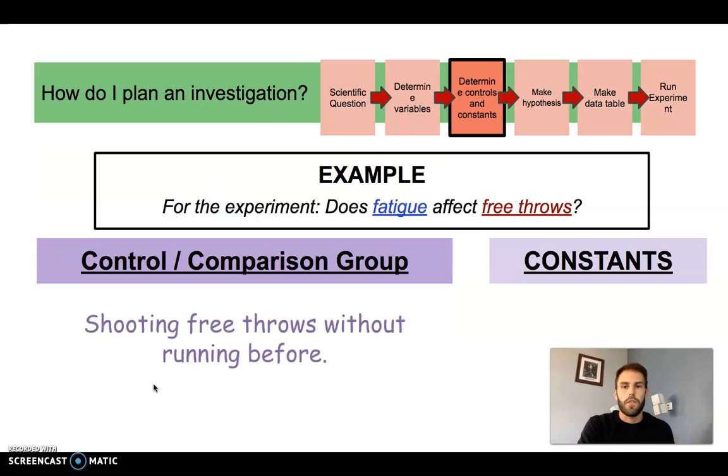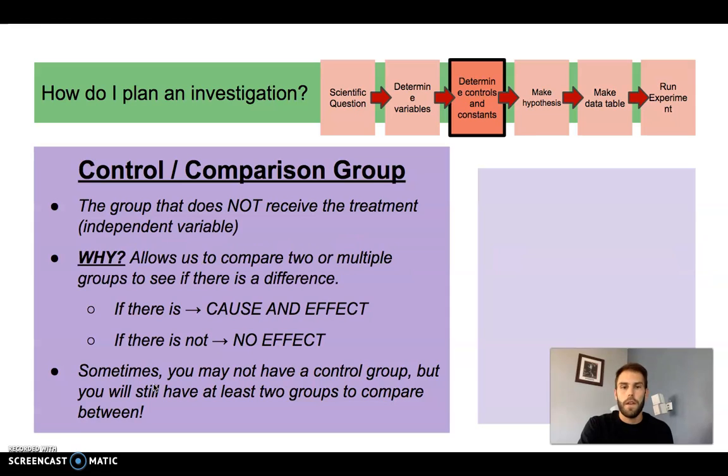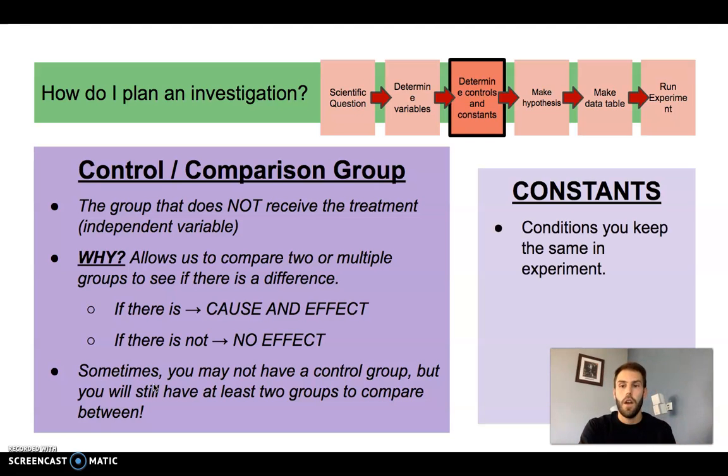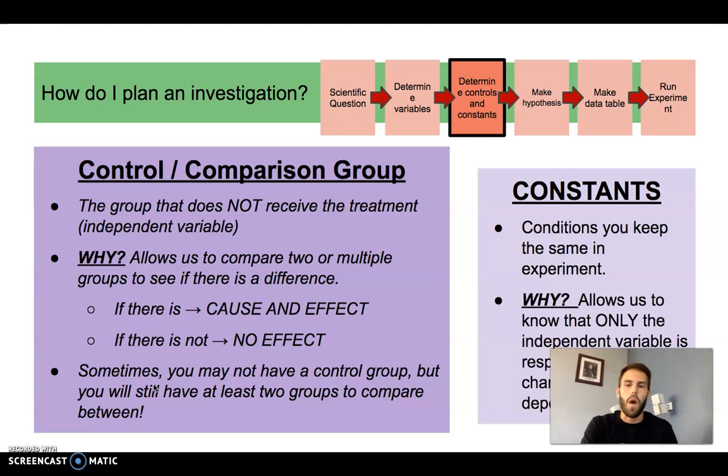Then I also have constants in an experiment. They sound similar because they both start with the C, control and constants, but they are completely different. Constants are the conditions that you keep the same in an experiment. So why would you want to do this? This allows us to know that only the independent variable is responsible for the change in the dependent variable.